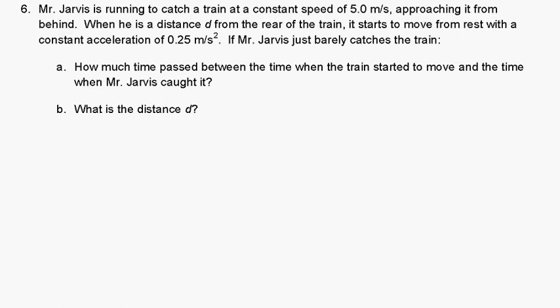Anyway, so we start with Mr. Jarvis being a distance d away. So there's some d there. Who knows what it is? We'll find out soon. And here is Mr. Jarvis. And here is the train initially. So I'm going to say this is x for the train initially, and let's call that 0. And this is x for Mr. Jarvis initially. And I'm going to call that negative d.